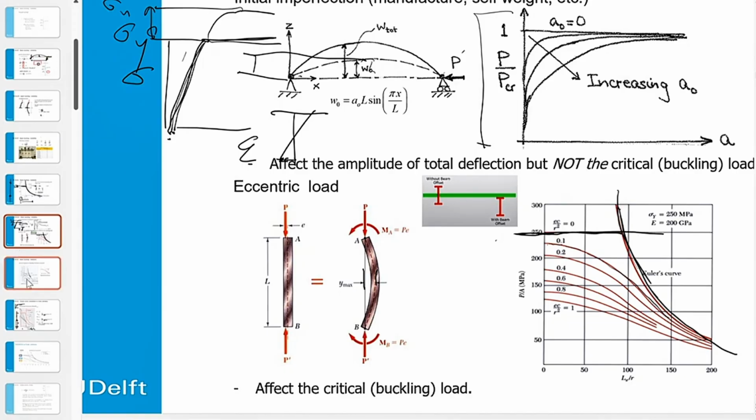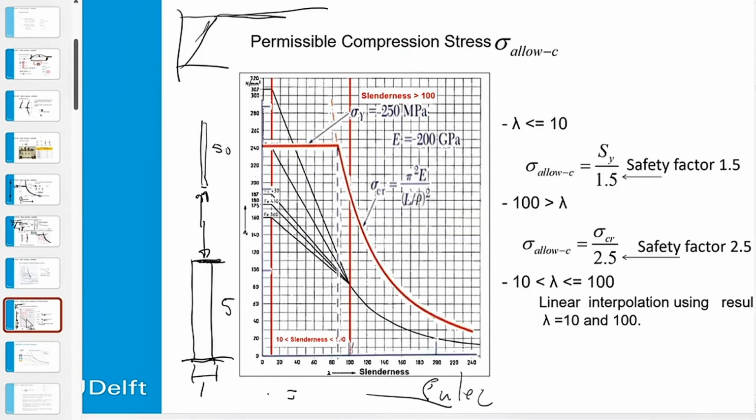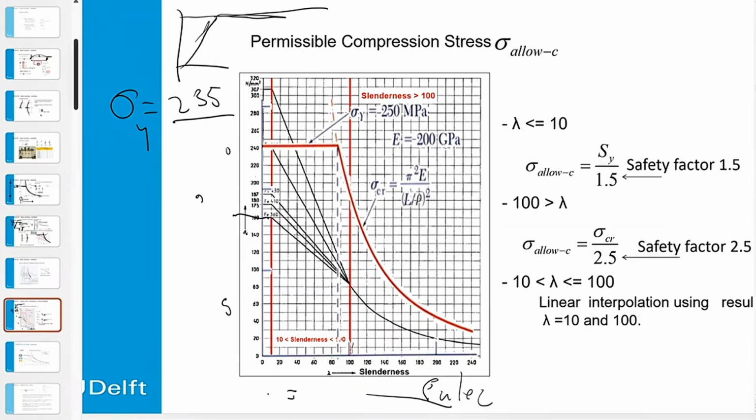How do we take that into account? Here, if the yield stress is 235, then we take that with a safety factor of 1.5, and that gives you an allowable stress of around 160, as you can see over here. This is 160. So here we take a safety factor of 1.5.